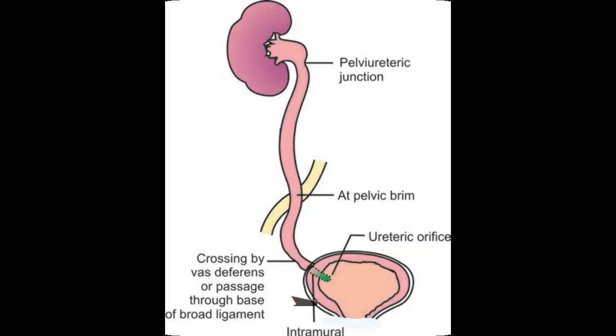Finally, the ureter pierces the musculature of the bladder, undergoes an oblique submucosal course downwards and medially through the bladder wall and opens into the interior of the latter. This is known as the intramural part of the ureter, which is about 2 cm long.